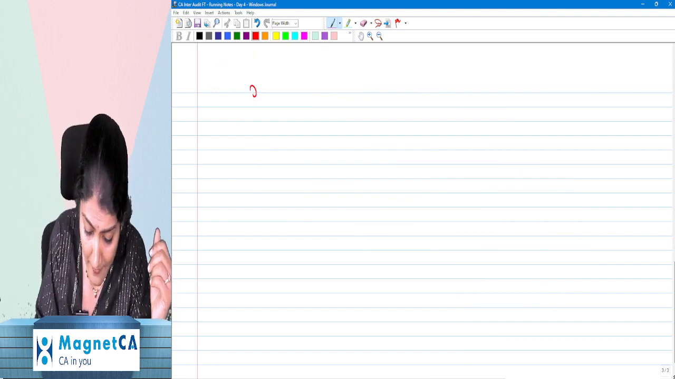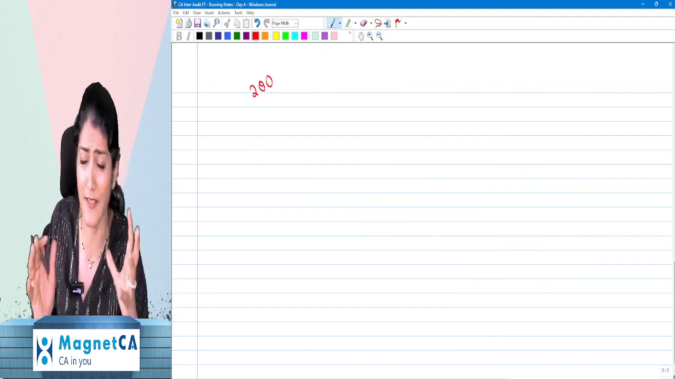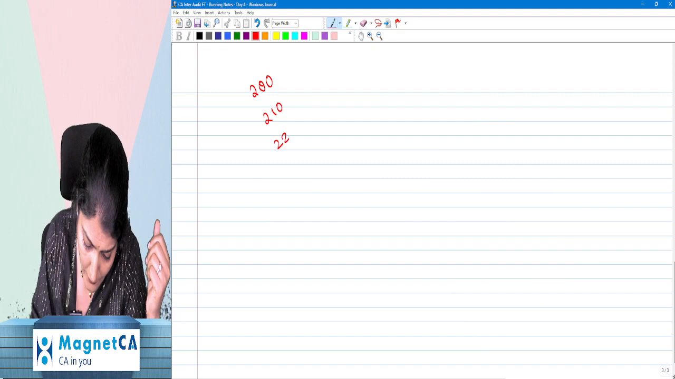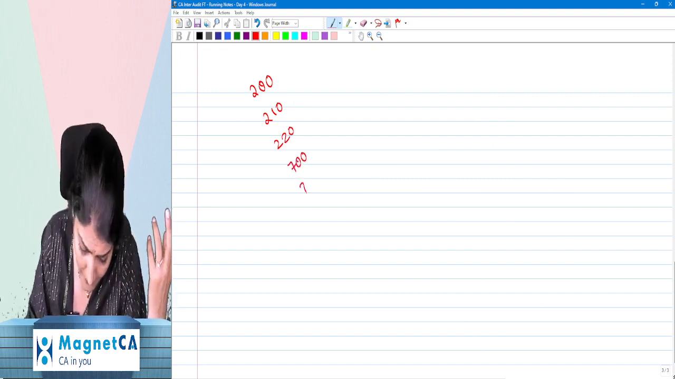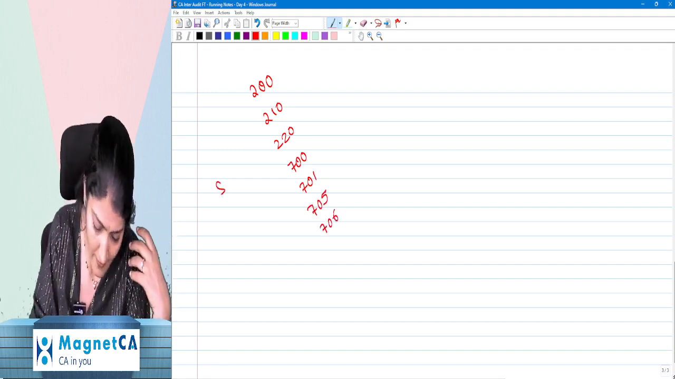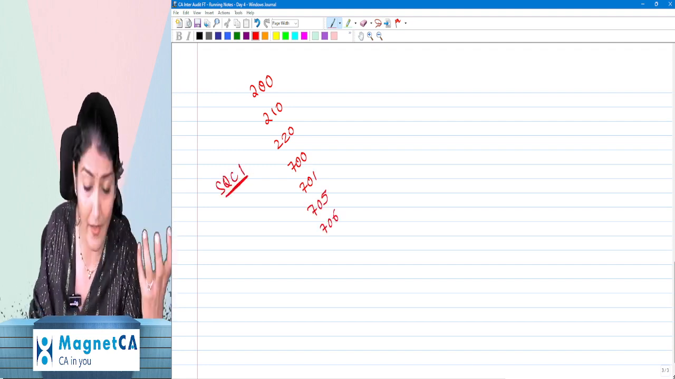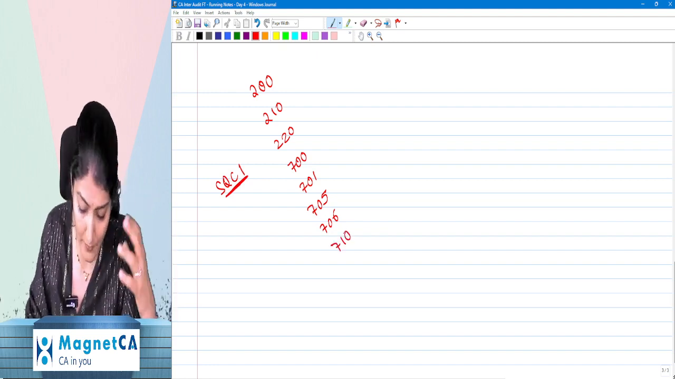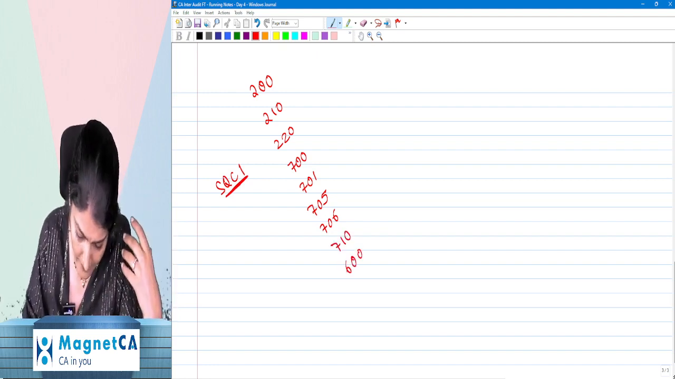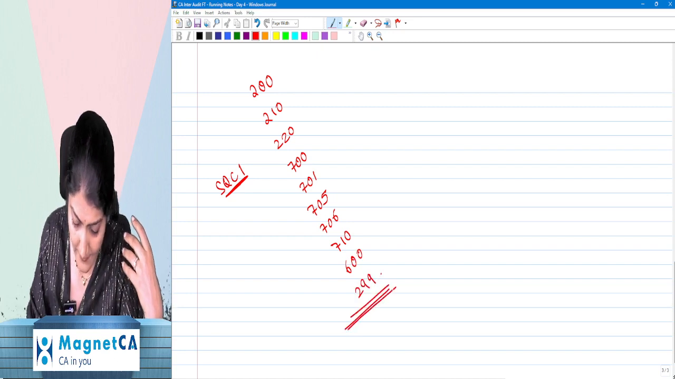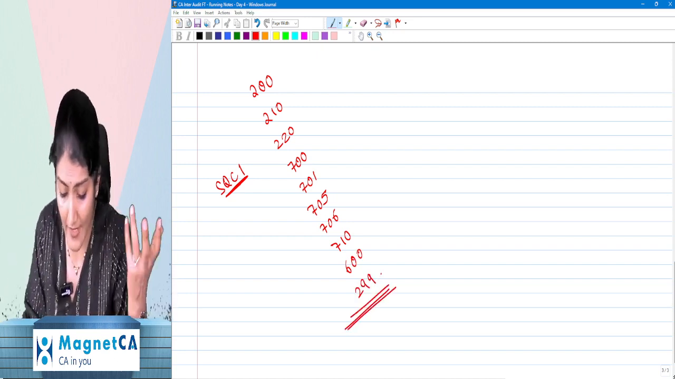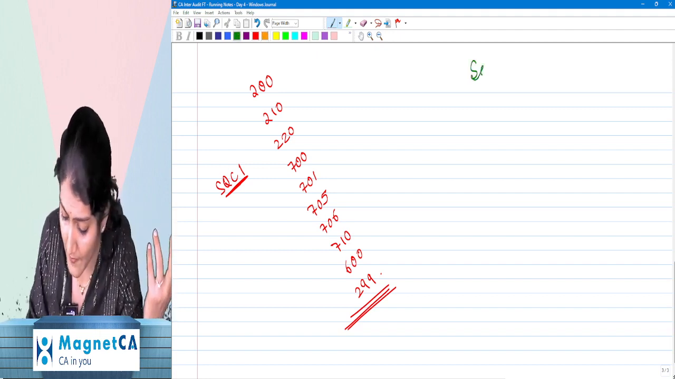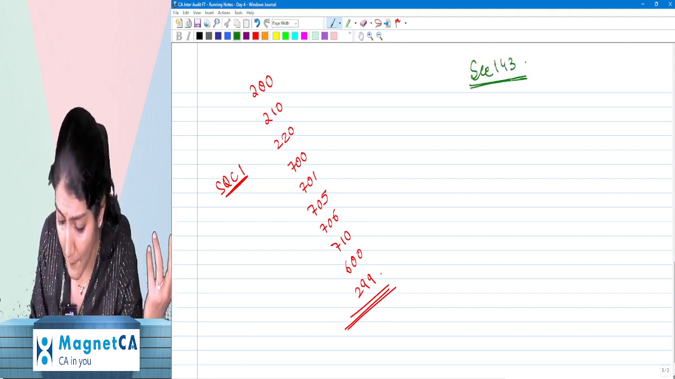Right, so what standards have we completed so far? More or less 200, then 210, 220. Right, then after that we've also completed with the 700, 701, 705, 706. Right, with 220 we had also done the SQC1, and then we completed with SA 710, SA 600 and the SA 299. Okay, right, and then after that we came to the discussion on section 143 of the Companies Act.